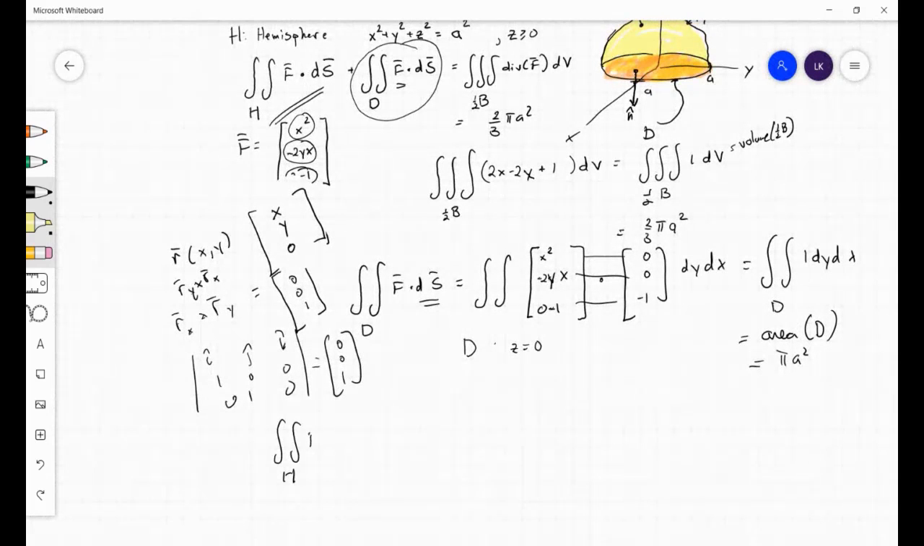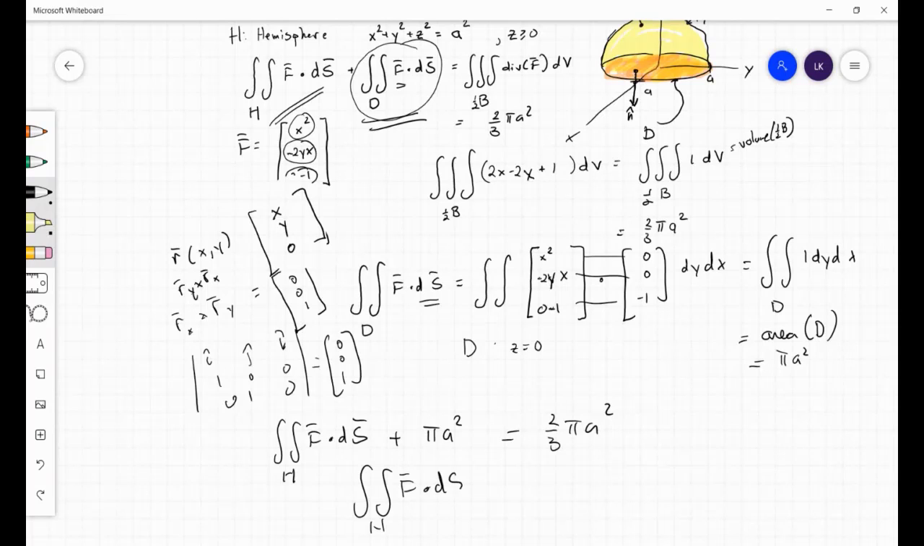We want to know the flux of our vector field through the hemisphere, but we don't feel like doing that complicated integral. So instead, we computed the flux through that disk with a downward normal. We got pi a squared, and that's equal to, according to the divergence theorem, 2/3 pi a squared. So now we can indirectly solve for the flux through the hemisphere. So what is that? Negative 1/3.